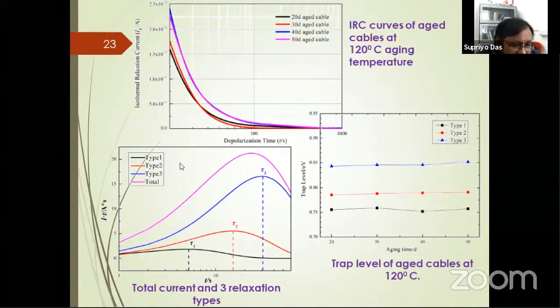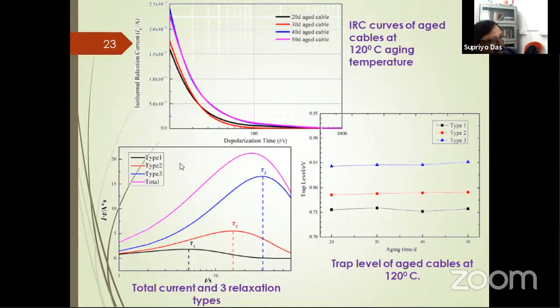So this is an example. Again, I have shown a few graphs. In the first one, these are IRC curves of aged cables at 120 degrees centigrade aging temperature. It is aged for 20 days, 30 days, 40 days, 50 days. So isothermal relaxation current versus depolarization time is plotted. But if you look into the picture, it is very difficult to separate out the aging, that is between 20 days aged and 30 days aged, or between 40 days aged and 50 days aged.